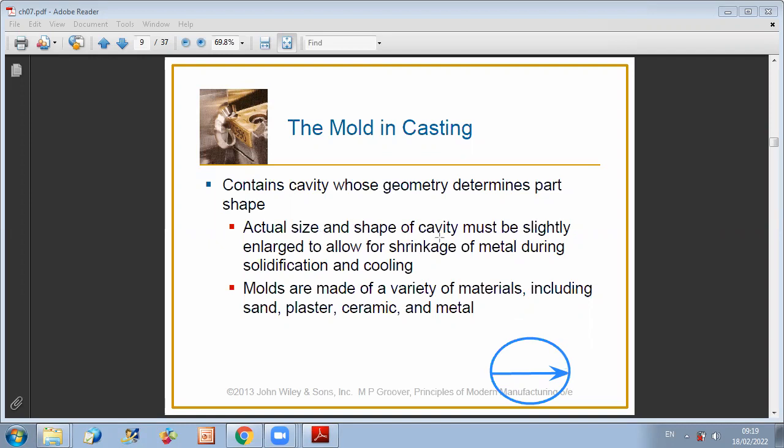So the actual size and shape of the cavity must be slightly enlarged to allow for shrinkage of the metal during solidification and cooling. Of course, this is for external shapes. If you want to produce a hole, then the size of the hole should be slightly smaller, because after shrinkage, the size of the hole will increase. So molds are made of a variety of materials, including sand, plaster, ceramic, and metals.